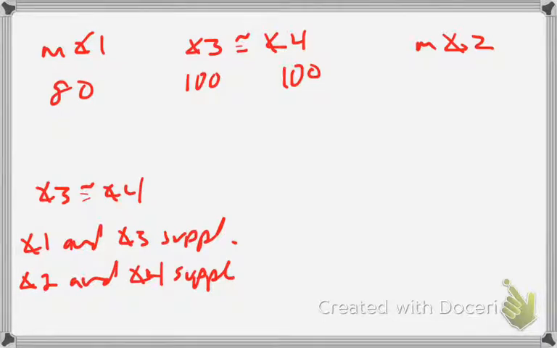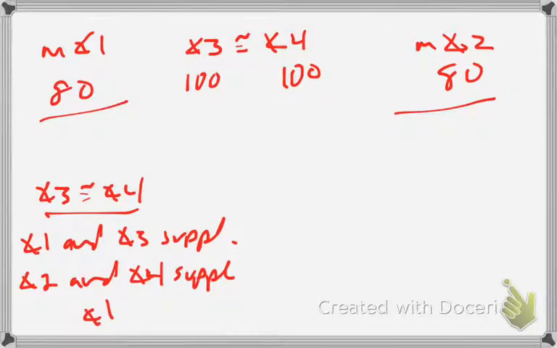Now 1 and 2 are not supplements to the same angle. They're supplements to different angles, but they're supplements to angles that happen to be congruent. So if angle 4 is 100 and angle 2 and 4 are supplementary, that means angle 2 has to be 80. Well, look, angle 1 and angle 2 are congruent again. And so we can say angle 1 is congruent to angle 2.